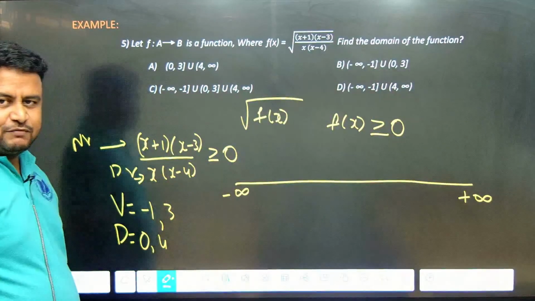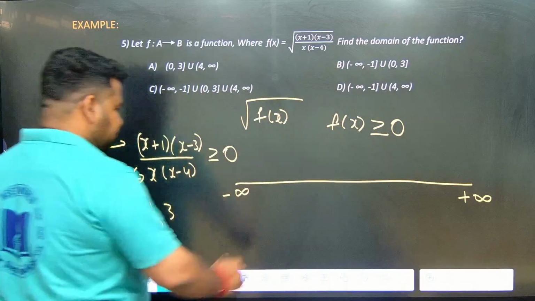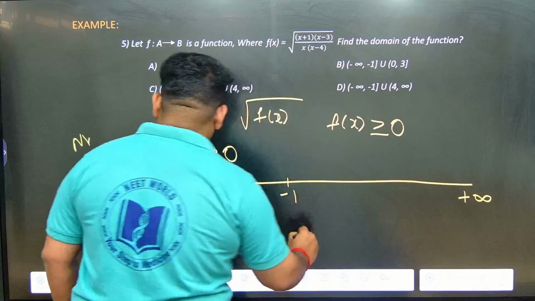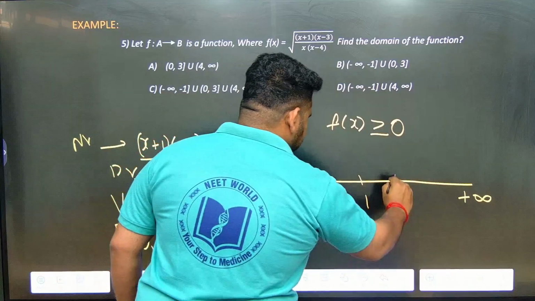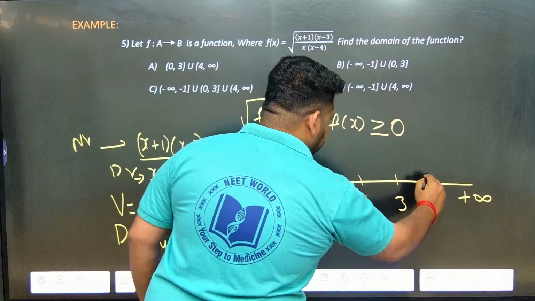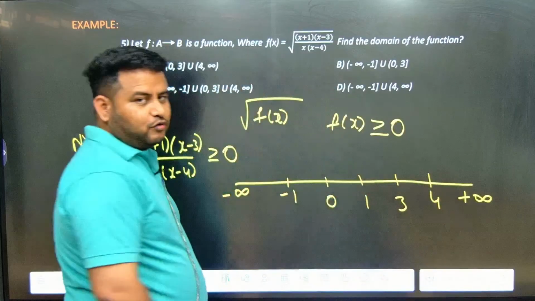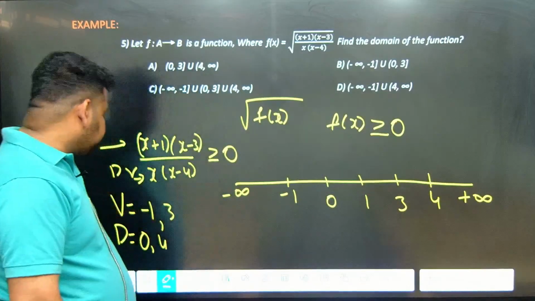As per the ascending order, minus 1 comes first here. Minus 1, then we are having 0, then 1, 3, and 4. Okay. Now see here what they are telling.